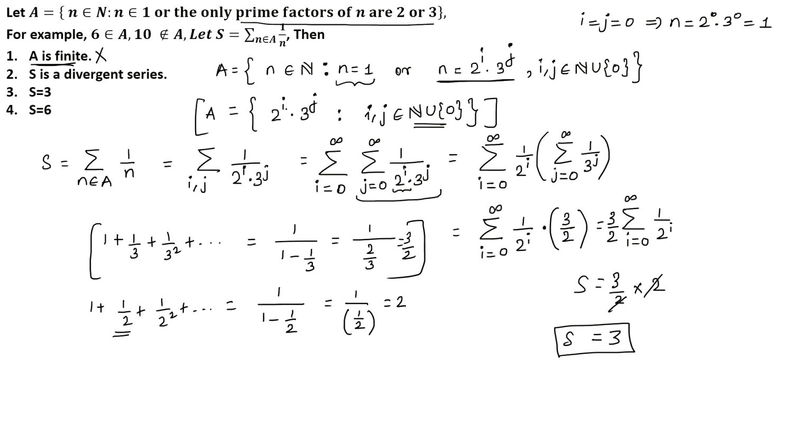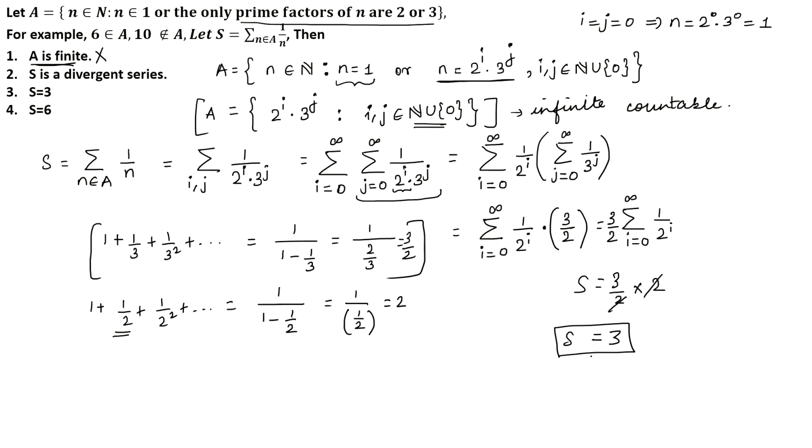As we change the values of i and j, we will get different elements of A, and they are countably infinite elements in set A. So A is an infinite set, a countably infinite set. Alright. Second option is S is a divergent series.